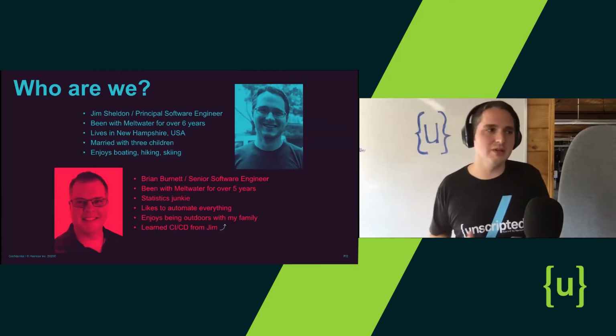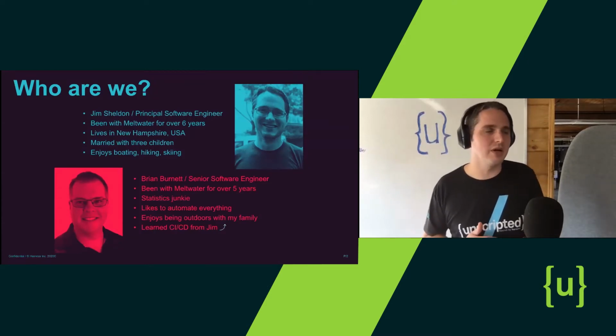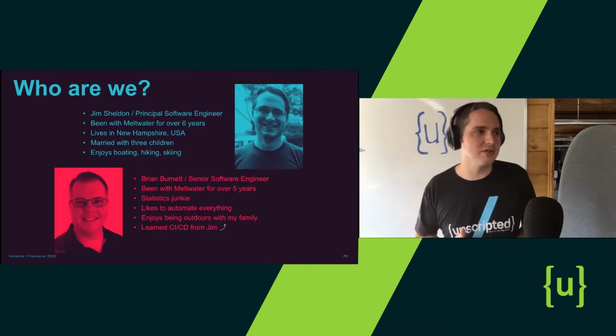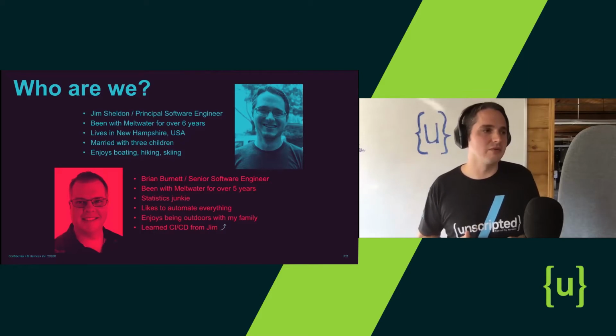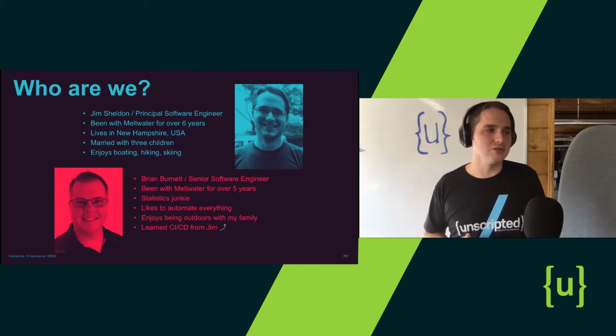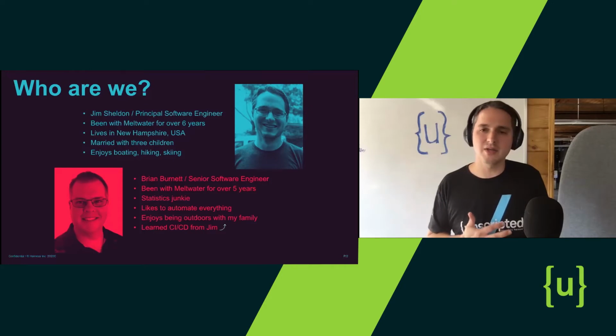A little bit about us. My name is Jim Sheldon. I'm a principal software engineer with Meltwater. Have been with Meltwater for over 6 years now. I live in New Hampshire in the US. My wife and I have 3 children, and when I can, I enjoy boating, hiking, and skiing.